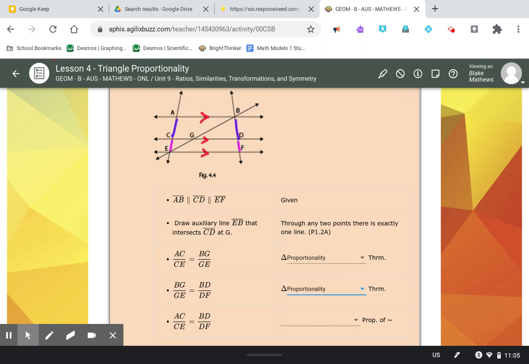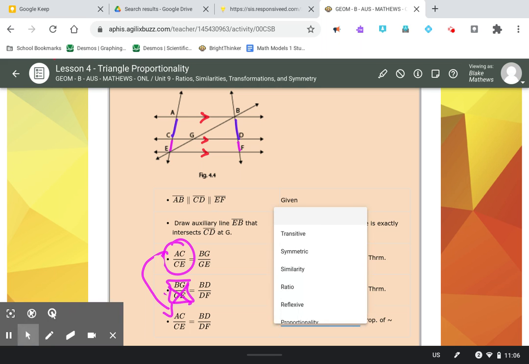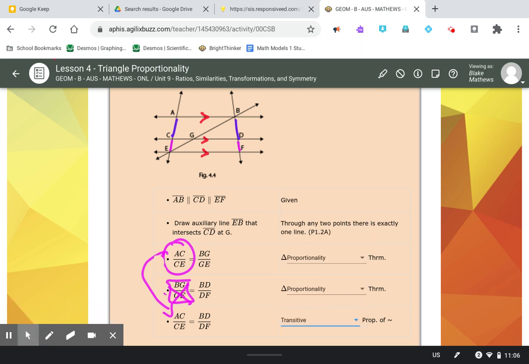So all we've done here is some substitution. We've taken this and we've replaced it in this statement, this BG over GE. So we are taking this out and replacing it with AC, and that's going to be this substitution or transitive property of similarity. All right.